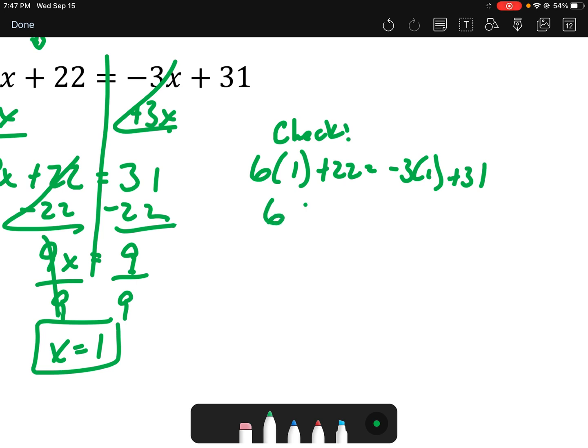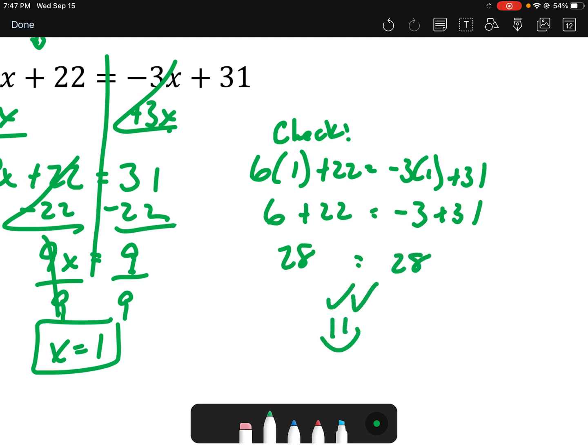On the left side, I have 6 times 1, which is 6, plus 22 is 28. On the right side, I have negative 3 times 1, which is negative 3. And then negative 3 plus 31, which is 28. Good answers all around. And look, I'll throw in a star too. Boom.